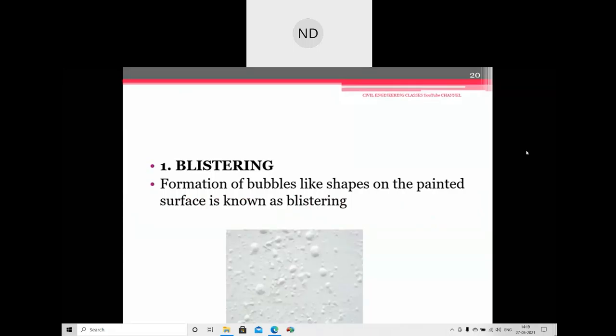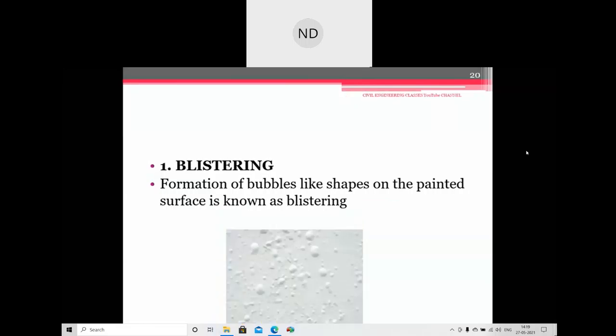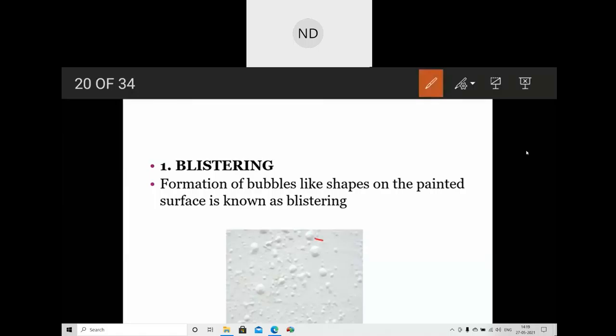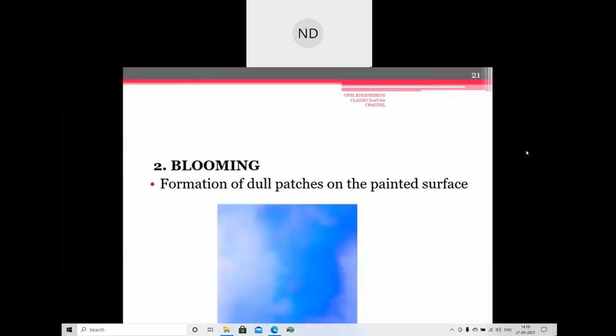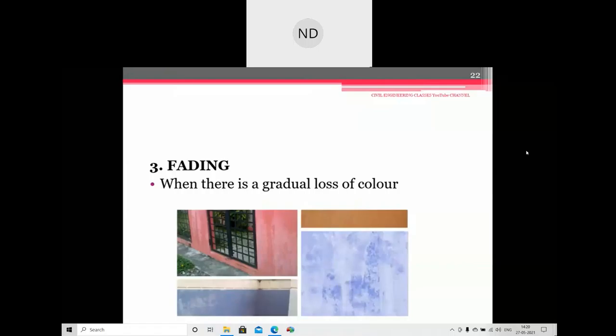Now, the different defects that occur in the painting process. Let's see them one by one. First one is blistering. Blistering is the formation of bubble-like shapes on the painted surface. It usually occurs when water vapor gets trapped in the paint layer, and later it forms a bubble-like structure that is called blistering. Next one is blooming. Blooming is the formation of dull patches, as you can see in the figure, mainly due to poor quality of paint or improper ventilation.